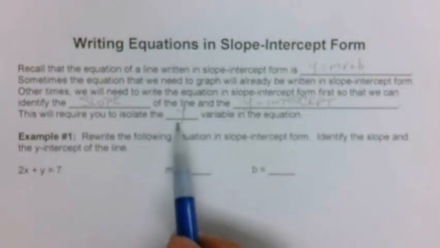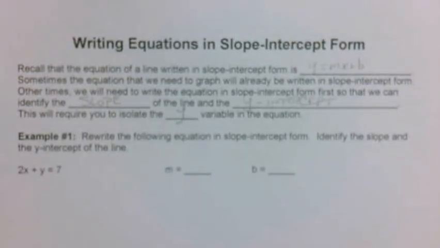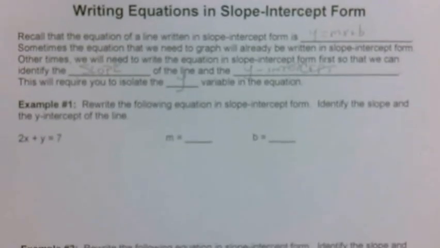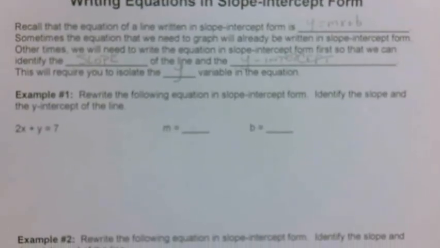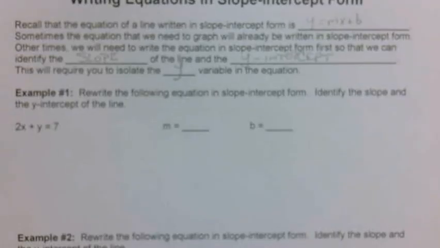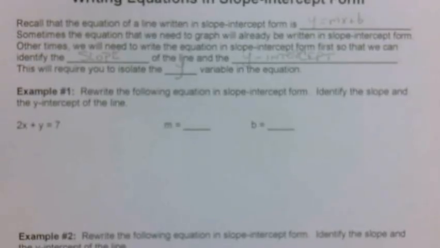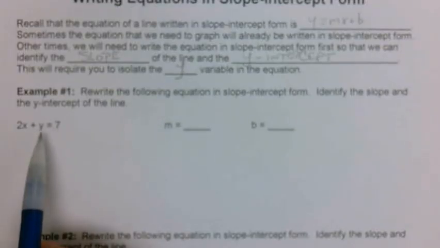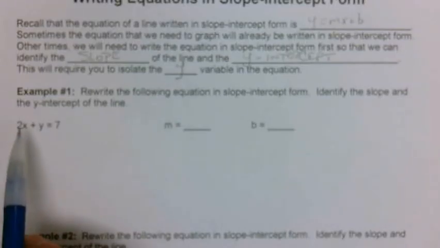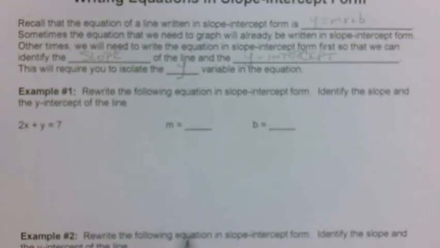Okay, so if your y isn't alone on one side of the equal sign, that's the first thing that we are going to do. So let's check out our first example. Rewrite the equation in slope-intercept form, identify the slope and the y-intercept of the line. So right now it's written as 2x plus y equals 7. All right, y is on the left-hand side of the equal sign, but it's not alone. 2x is on the same side. We don't want that to be there.